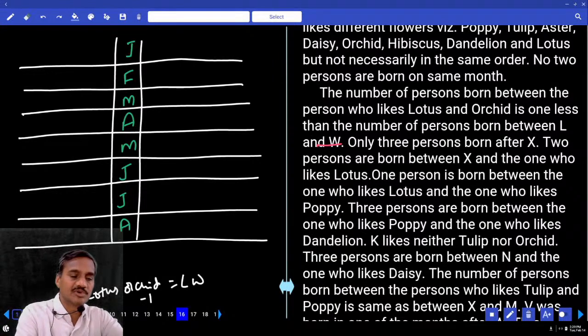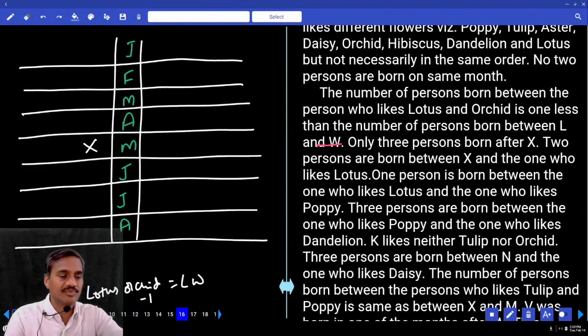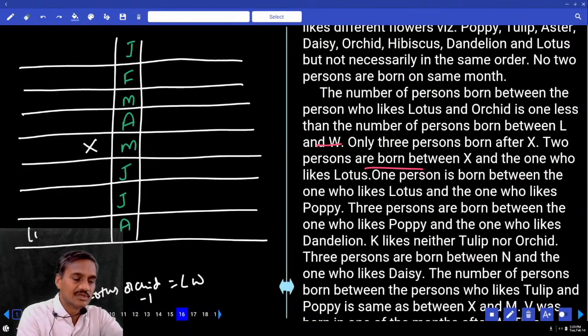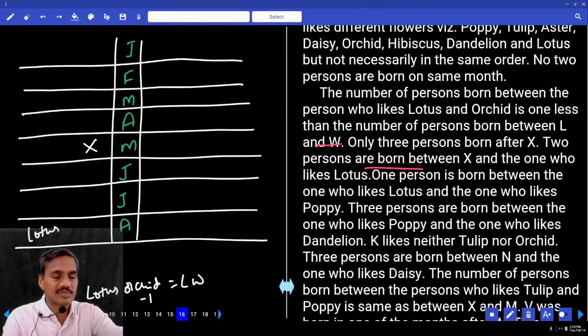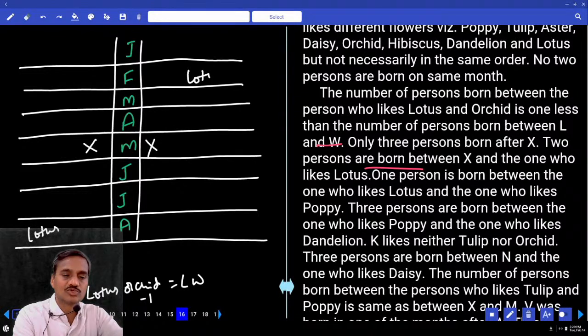Only 3 persons born after X. X must be in the month of May. And 2 persons born between X and the one who likes lotus. There must be exactly 2. X is here. The one who likes lotus can be either in the month of August or in the month of February. And we get the 2 possibilities.